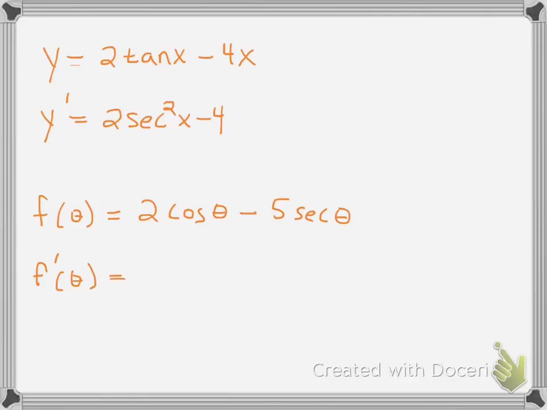So this one is going to be f prime of theta. Remember, the derivative of cosine is a negative sine. So it becomes negative 2 sine theta minus 5, and the derivative of secant theta is secant theta tangent theta. So there's the derivative of that function. Right, so lots of functions that we've just worked on, taking derivatives. Now let's work on another one.